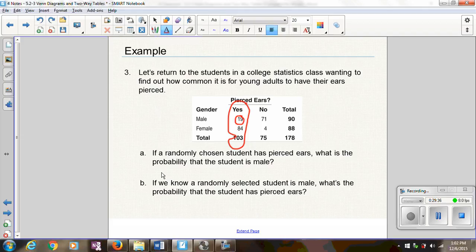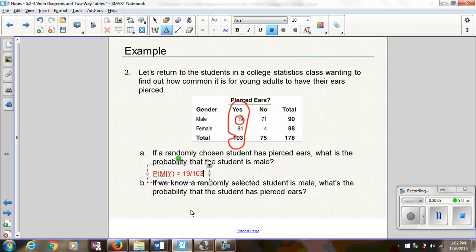And the way I would denote this event would be the probability, and if I want to just use M for male and Y for yes, I'm basically trying to find the probability that the student is male. So you're always going to write the probability of the event that comes first, and then the given information is going to go after the bar. So it's going to be the probability of M given Y, and that's going to be 19 out of 103.